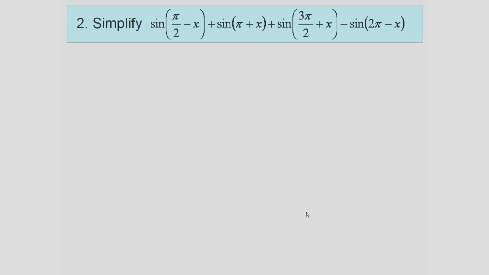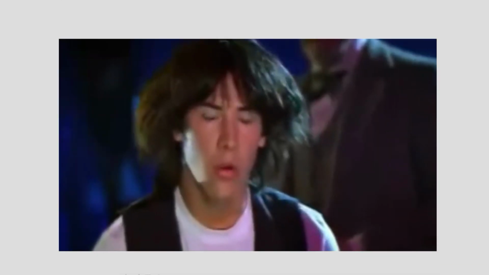Okay, let's take a look here. Simplify the sine of pi over 2 minus x plus the sine of pi plus x plus the sine of 3 pi over 2 plus x plus the sine of 2 pi minus x. Whoa.